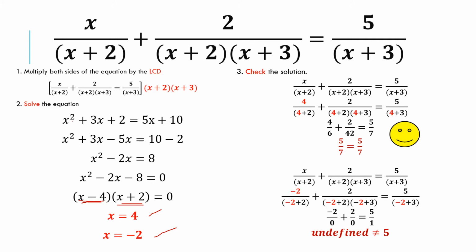So, that means, hindi pwede ang negative 2. Therefore, only x equals 4 ang sagot. And itong x equals negative 2 is an extraneous solution. So, pag naging sagot siya dito sa number 2, pag sinolve natin siya, pero pag na-check natin siya, hindi naman siya pwede, ang tawag dyan is extraneous solution.